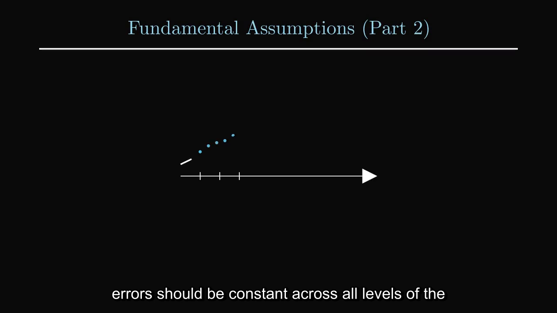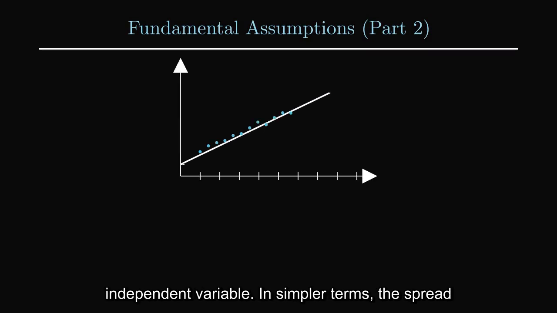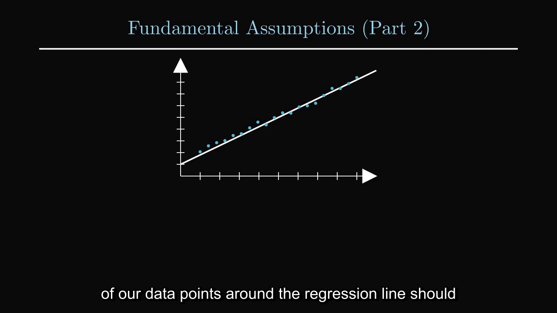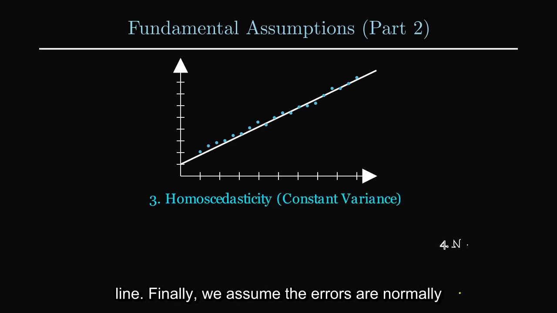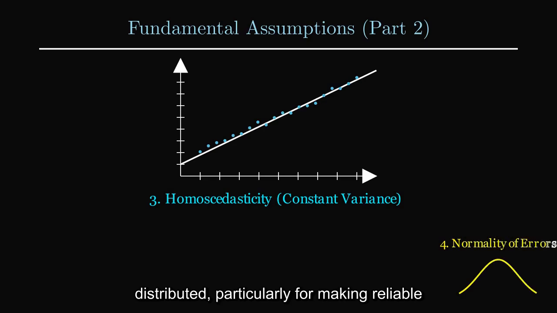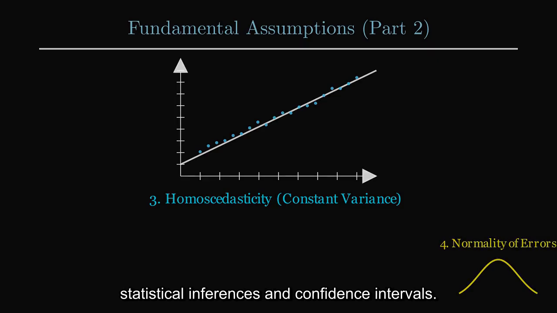Continuing with assumptions, we also have homoscedasticity, which means the variance of the errors should be constant across all levels of the independent variable. In simpler terms, the spread of our data points around the regression line should be roughly the same along the entire length of the line. Finally, we assume the errors are normally distributed, particularly for making reliable statistical inferences and confidence intervals.